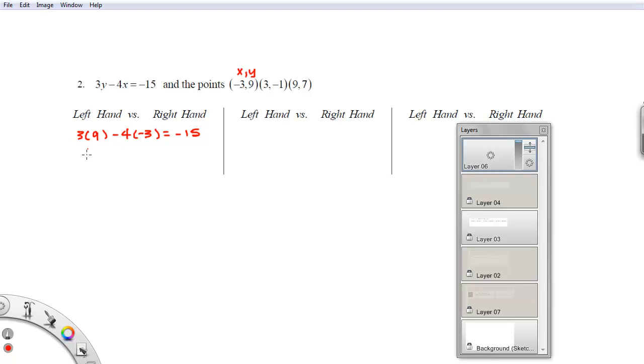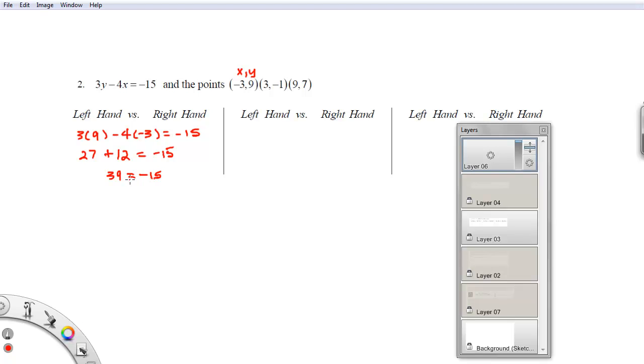So 3 times 9 is 27. 27 and negative 4, 27 plus negative 4 times negative 3 would be a positive 12, equals a negative 15. 27 plus 12 is 39.